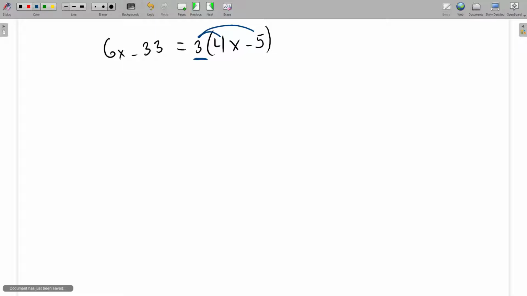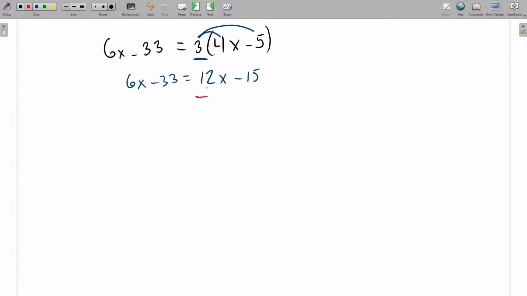So I need to take this 3 and multiply it by 4x. Okay, so we need to do 3 times 4 is 12. So I now have 12 x's, and 3 times negative 5 is negative 15. Everything else on the other side, the 6x minus 33, we haven't done anything with yet, so they're just going to drop down. Now this problem looks very similar to the problem that we just did first.